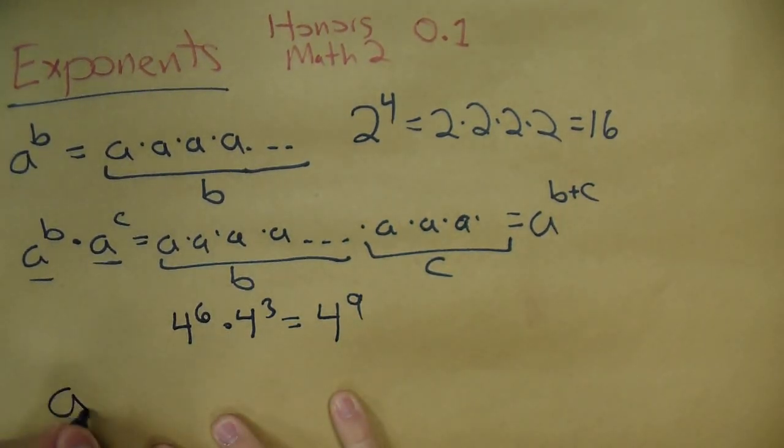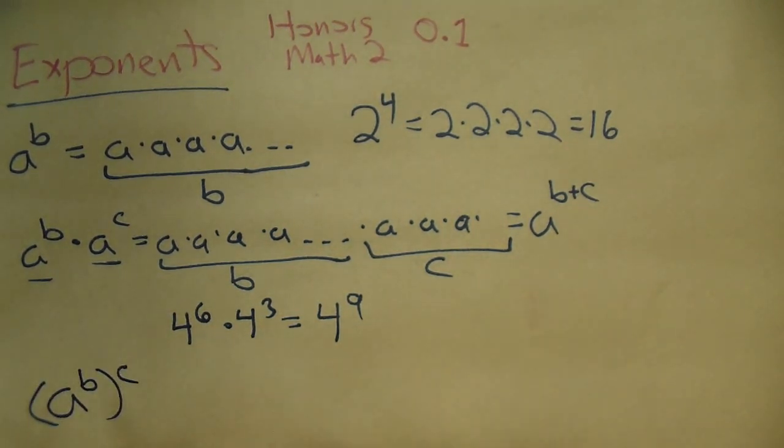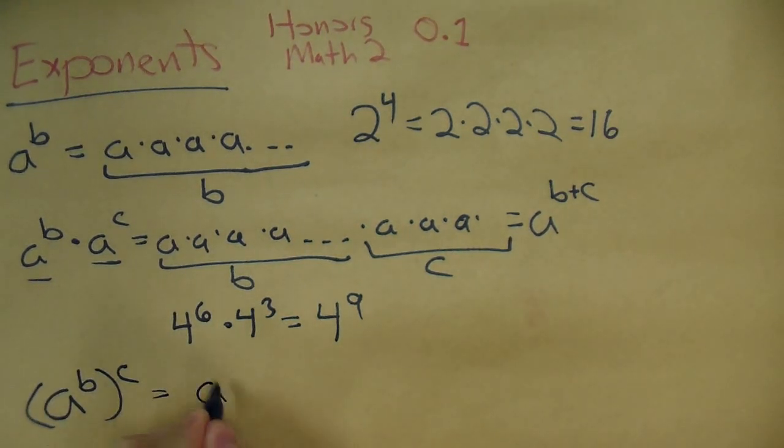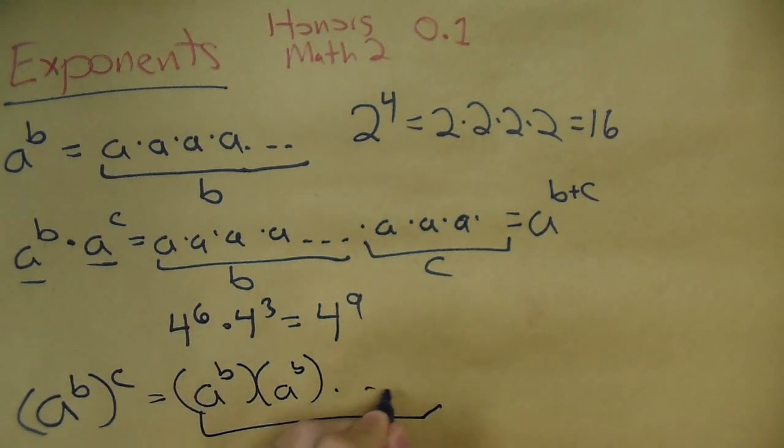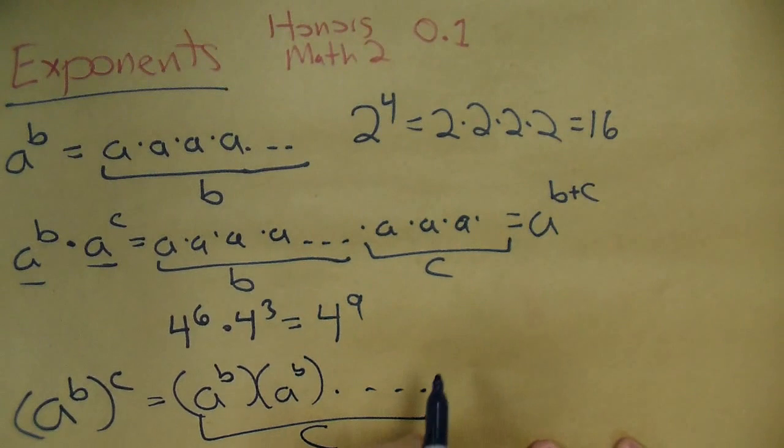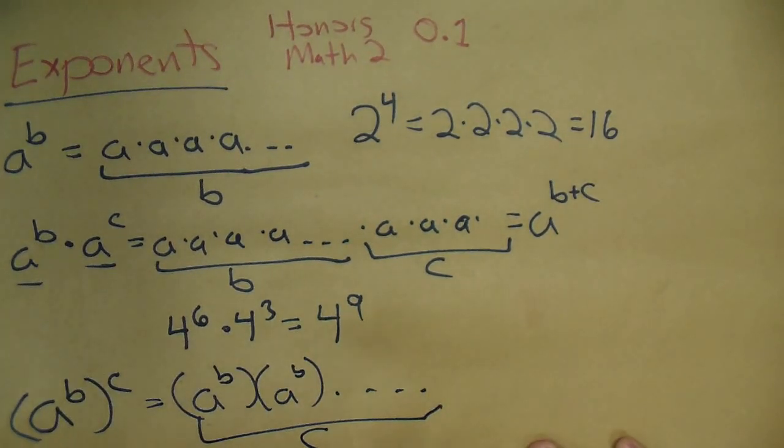We could also, a common one we see, is a to the b, to the c. So that's going to be an exponent to an exponent. And in this case, we're saying we have this term, a to the b power, but this time we have c of those. And it's like sets of them. So we have each group. Each group is the same amount. Each group has b units in them. But we can see quickly how many we have.